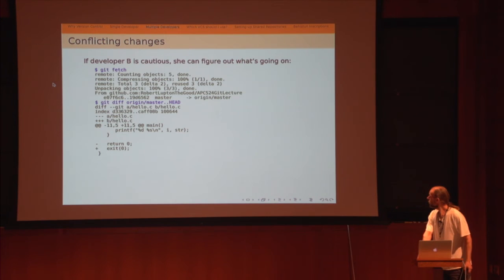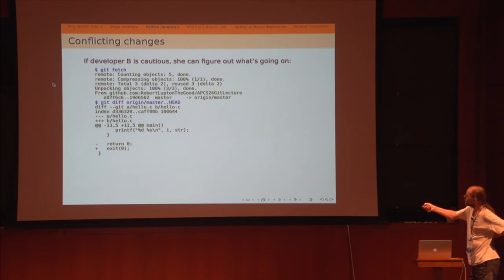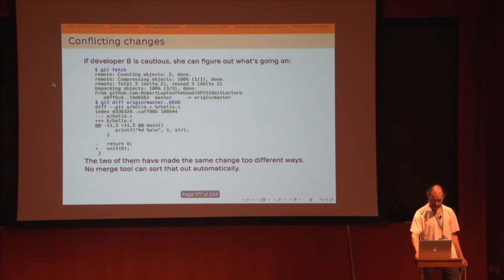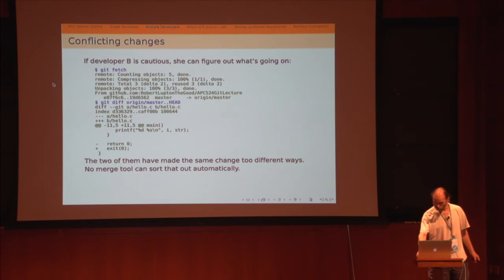Okay. We can do it the cautious way. I never bother. You can say, get me the thing that's causing trouble, ask me what the difference is, and the answer is, git diff between origin and me. Somebody wrote return 0, and somebody wrote exit 0, but it's the same line. There's no way to merge that. No merge tool can sort that out automatically. So what are we going to do?